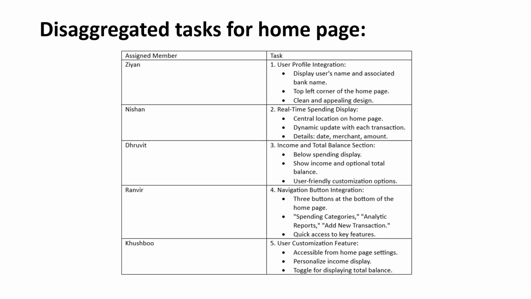Now we are talking about the disaggregated task for the home page. Here there are 2 tables, assigned members and tasks. The members are Ziyan, Nishant, Dhruvid, Ranveer and Kushbu. They all worked on specific tasks which they were assigned. The first one, Ziyan, is working on the user profile integration.